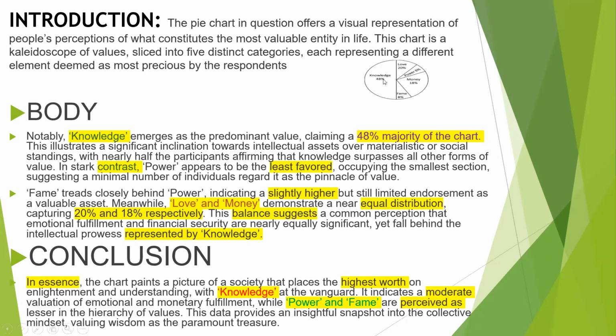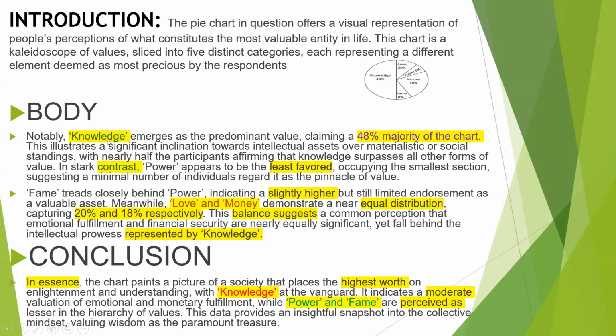You can see here knowledge is 48%, love is 20%, power is 6%, money is 18%, and fame is 8%. Basing on the pie chart given, you have started the pie chart, the starting lines which you have used there. Now let's come to the body. Just within the 2 lines, you have described what the pie chart is about.